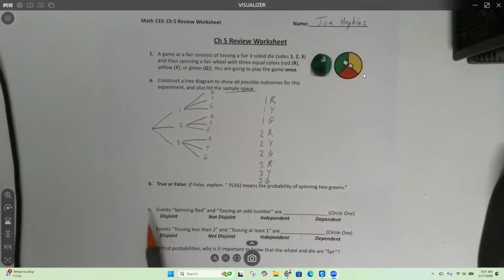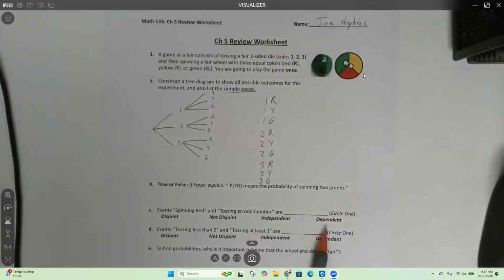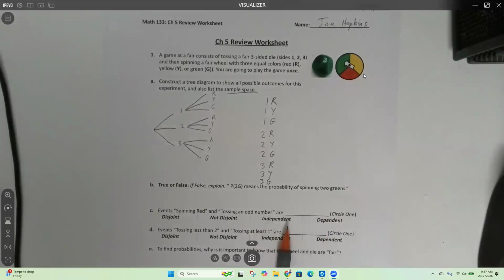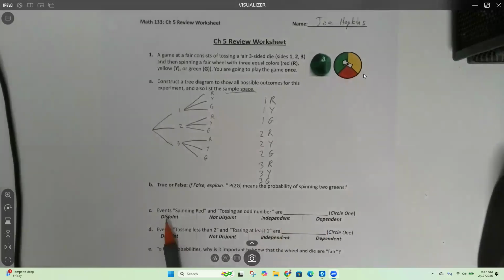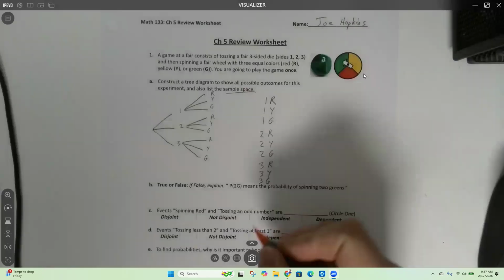All right, I want to point out question C because it's weird. So the events spinning red and tossing an odd number are disjoint, not disjoint, independent, dependent. I didn't write this.